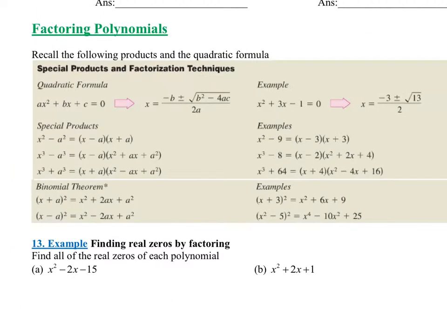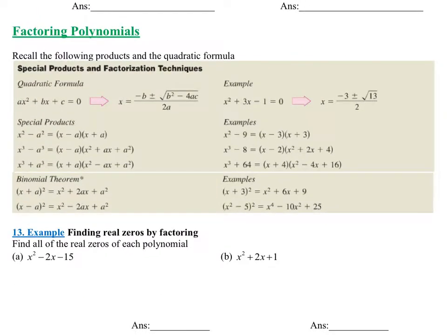Factoring polynomials, you absolutely need to know how to factor polynomials. One of the things, if you get stuck factoring, is you can always use that quadratic formula. So make sure you have that quadratic formula memorized. Again, the quadratic formula being negative b plus or minus the square root of b squared minus 4ac all over 2a, where a is the coefficient on x squared, b is the coefficient on x, and c is the constant, the number by itself. So that's the quadratic formula.